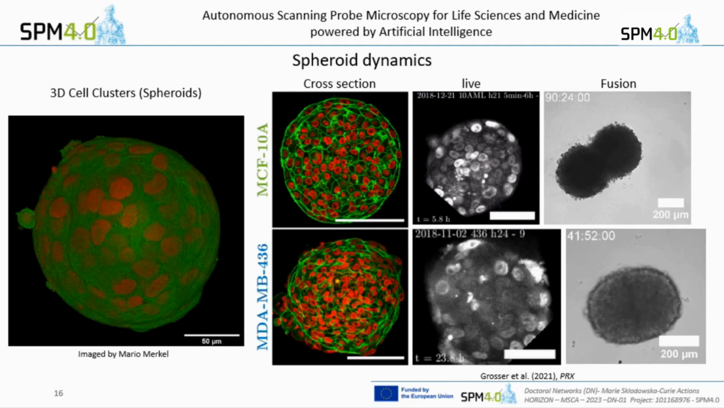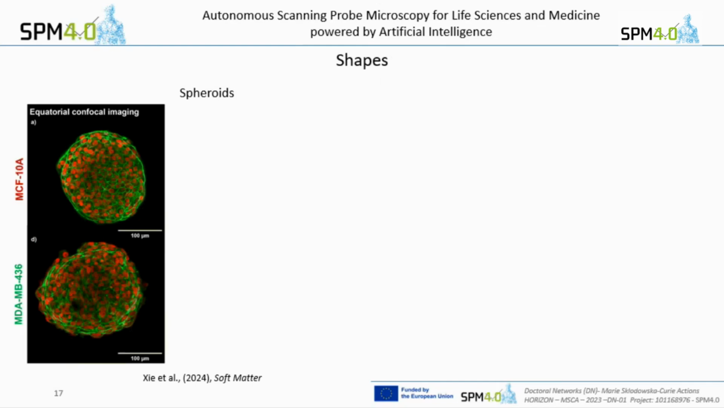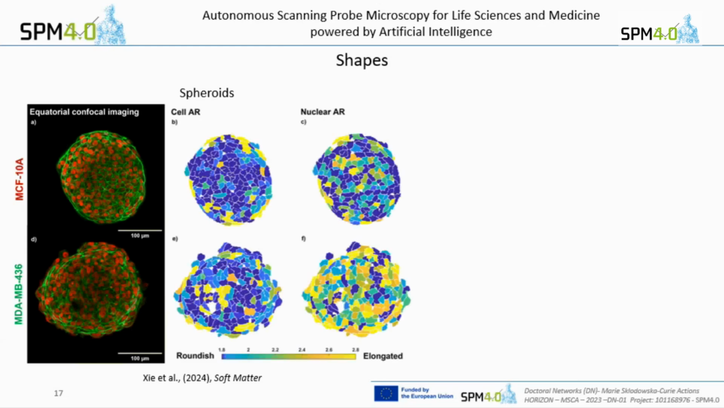And of course, you can even zoom in more and just have a look at the shapes of the cells. So here it's a different color coding because it's for a different paper, but they are the same cell lines. So control and breast cancer. And you can have a look at the cell aspect ratio and the nucleus aspect ratio. And you can clearly see here, for example, in the nucleus aspect ratio, that the cancer cell clusters have much more deformed nuclei than the control cells.